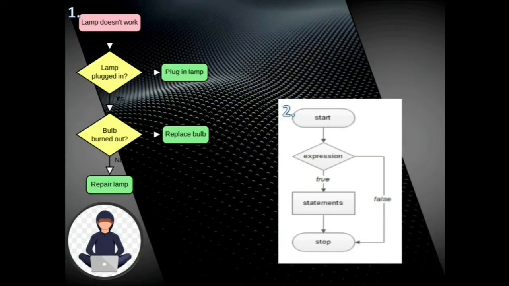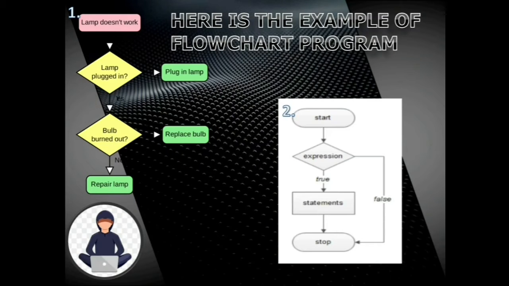Here's the example of a flowchart program. Number 1. If lamp doesn't work, then yes, plug in. Then do bulb burn out. To replace bulb, repair bulb end. Number 2. If condition, then true alternative, else false alternative, end if.